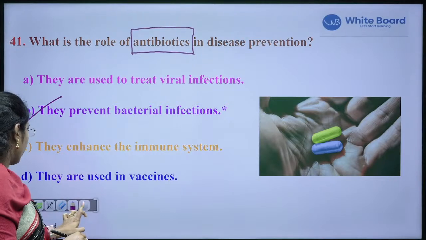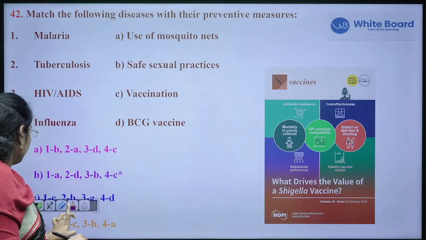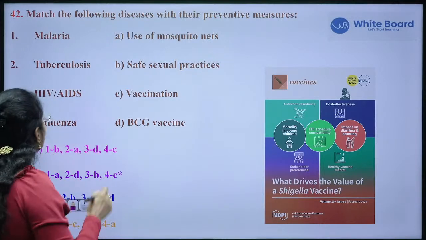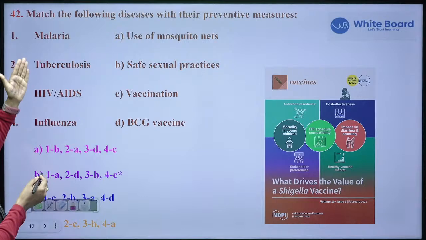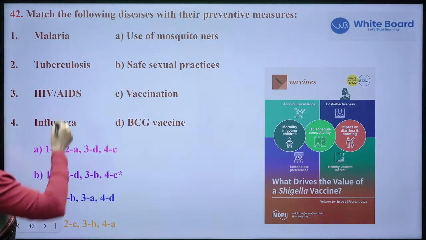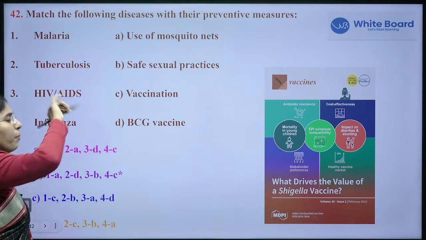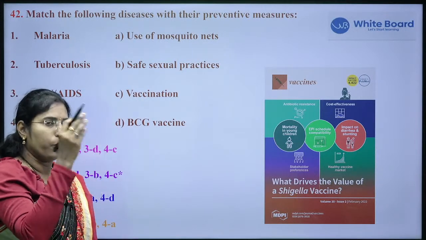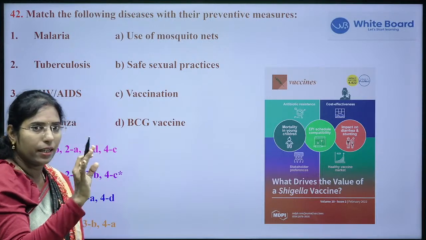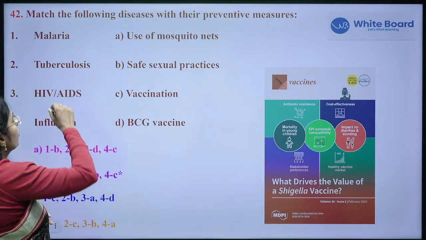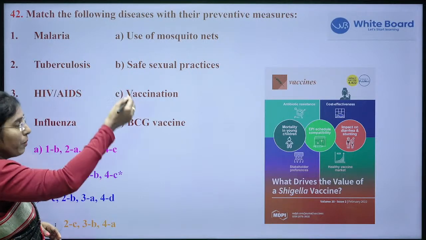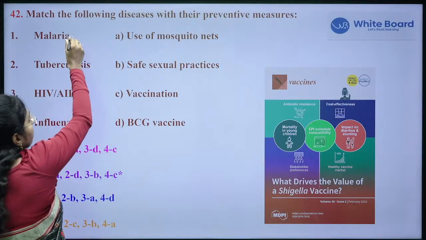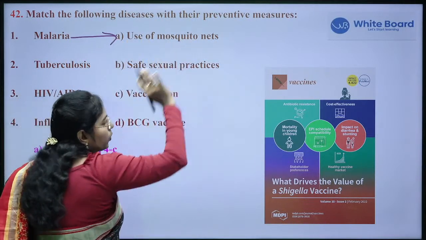Coming to the next question. Here, match the following diseases with the preventive measures. They have given 4 options: malaria, tuberculosis, HIV and influenza. Coming to malaria, we know that malaria is caused by Plasmodium falciparum, Plasmodium ovale or Plasmodium malariae. So 4 species are there. It is transmitted by the female Anopheles mosquito, so it can be prevented by using mosquito nets.